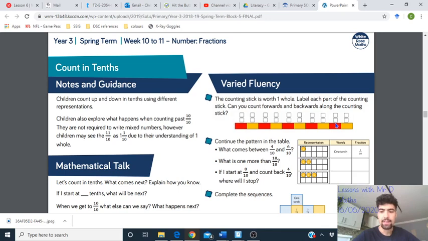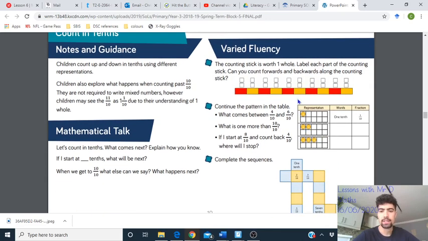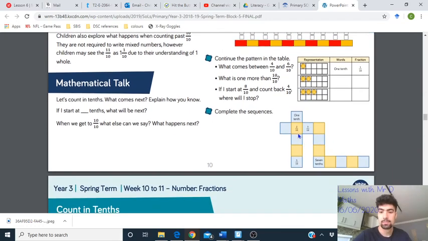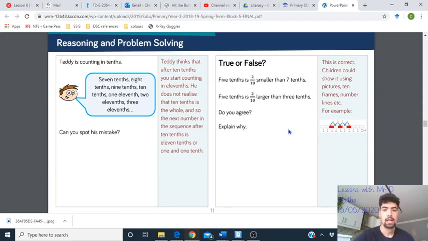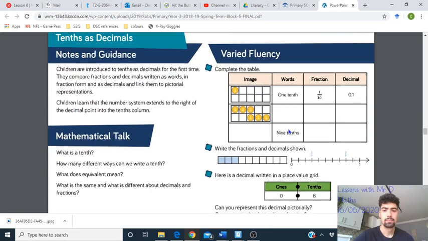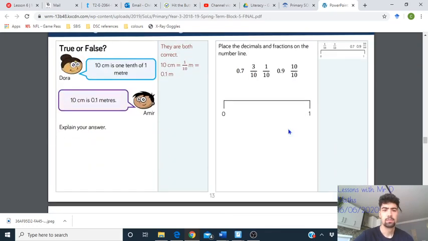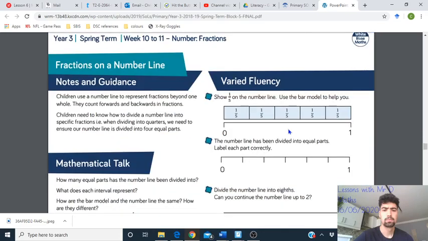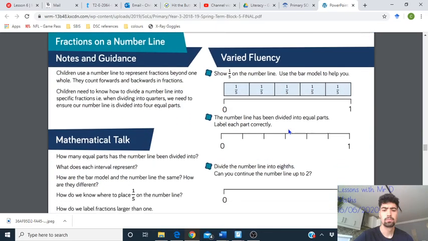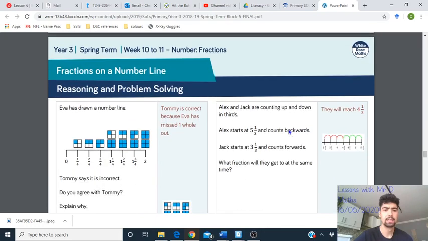You should be able to count in tenths in lots of different ways, either in a counting stick, so that would be 1/10, 2/10, 3/10. Maybe using a tens frame, you can count in tenths. It's a little bit of a challenge. So if you can complete that, remember you can copy these out into your book. Lots of counting.